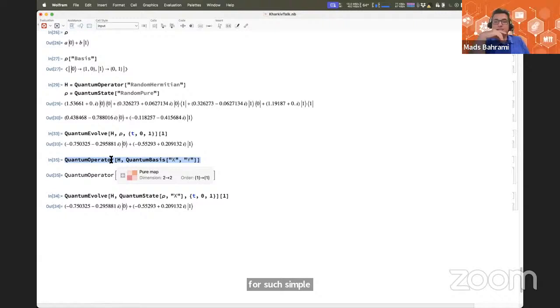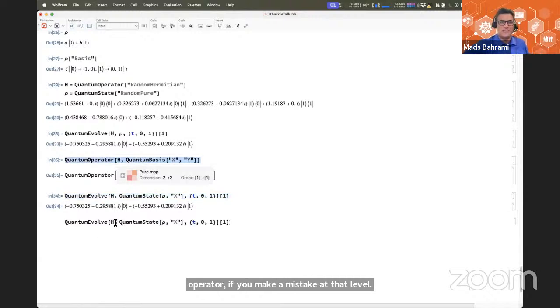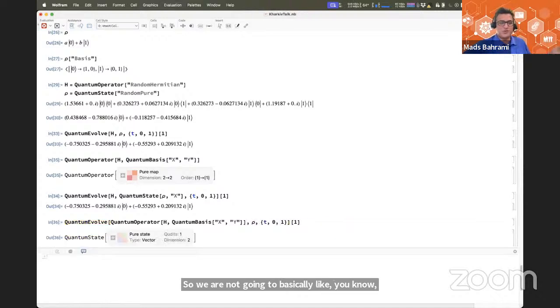No, I understand that. What you are saying is that one has to be careful about the basis. What I'm saying is that, yes, behind the scenes we transform everything into the same basis. Keep that in mind. When you're defining your Lindblad operator, if you make a mistake at that level, we are not going to correct you in the future. We are not going to say, by the way, remember, you defined your Lindblad operator in the wrong way. That's not what we do.